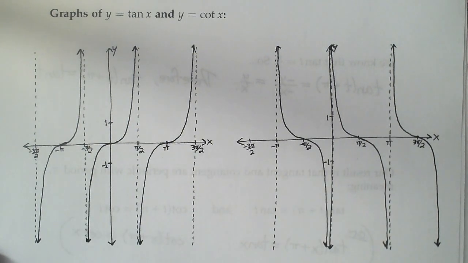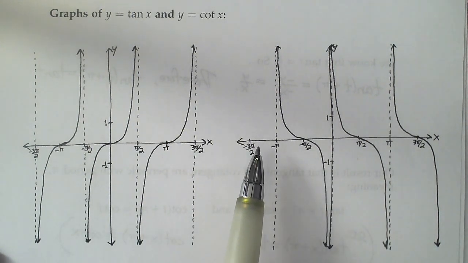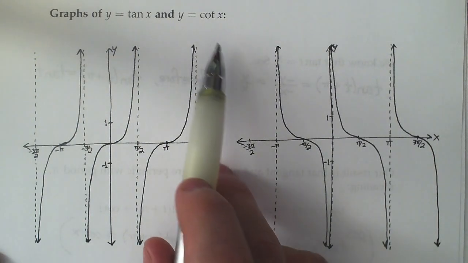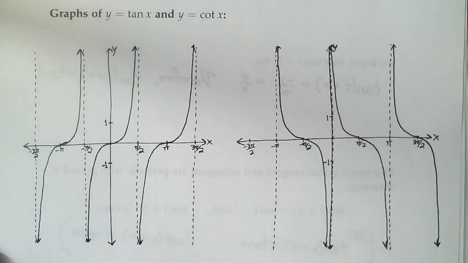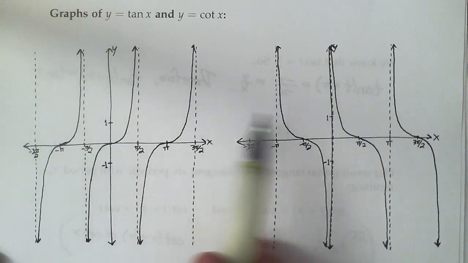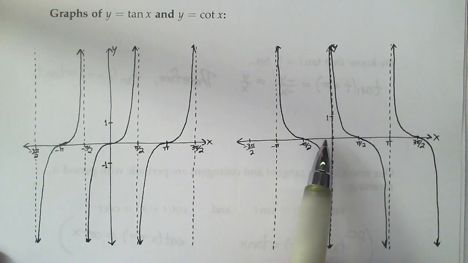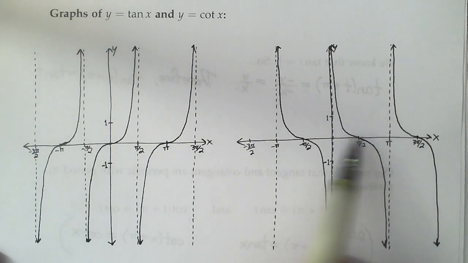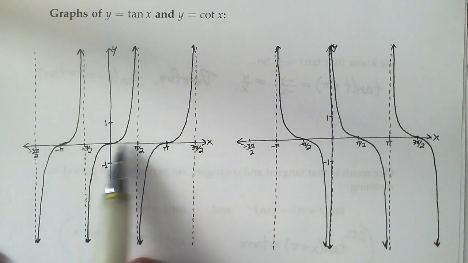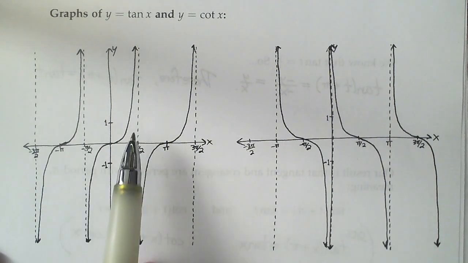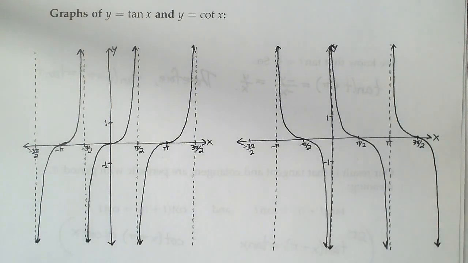Cotangent would be very similar. We're not going to do the whole table and everything for that one, but it makes sense that cotangent and tangent are closely related. They are reciprocals of each other, so you get something similar happening here, except this time the vertical asymptotes are happening at x equals 0, x equals pi, x equals negative pi. So it's kind of flipped and offset a little bit, but similar idea.